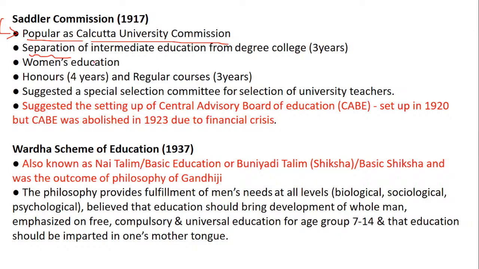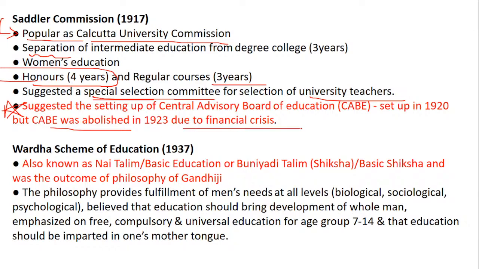Segregation is nothing but a separation of intermediate education from degree college, that is, the 3 years formation was done. Women's education was given importance over here. Honors, that is 4 years, and regular courses were considered as what? 3 years. Sadler Commission suggested a special selection committee for selecting the university teachers. Now here it suggested setting up the Central Advisory Board of Education. On CAB there are also questions in the statement format, which was set up in 1920 but was abolished in 1923 due to financial crisis.